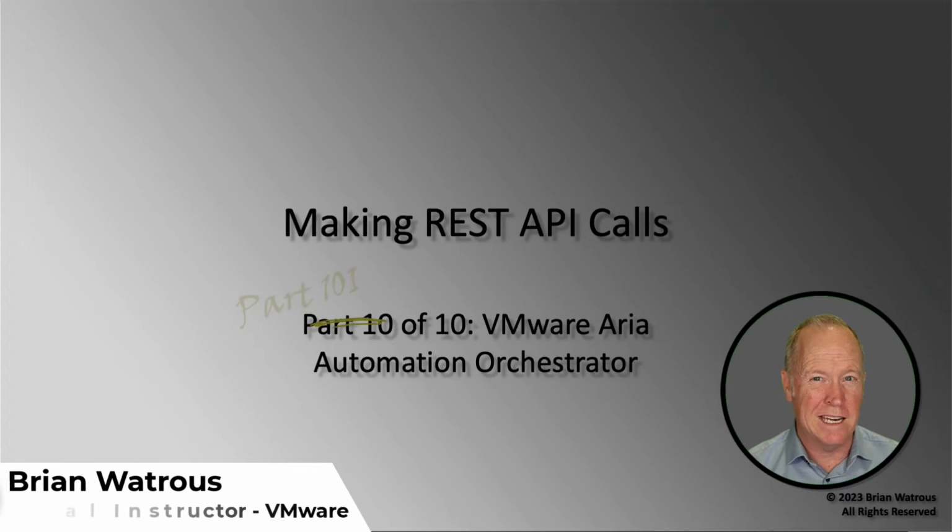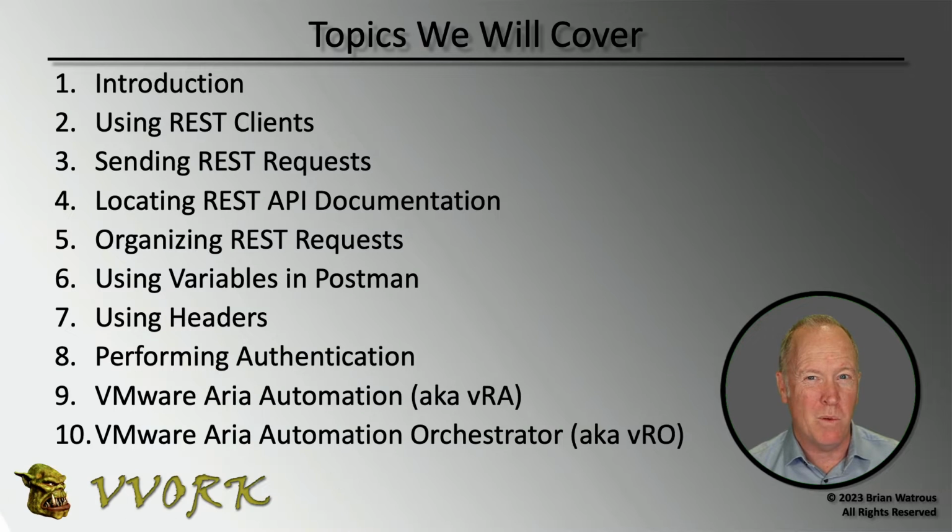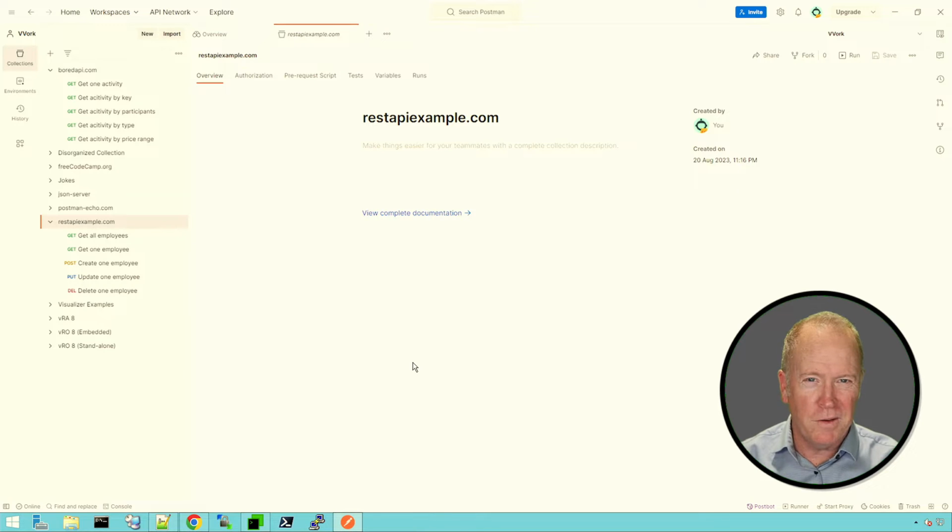This is part 10 in a 10-part video series in which we're exploring how to make REST API calls. Here in part 10, we're going to be looking specifically at Orchestrator. In earlier videos, I talked with you about what are known in the REST world as path parameters and query parameters. We can use those in the world of Orchestrator too when we use the REST plugin. So let me show you what I'm talking about in the lab environment.